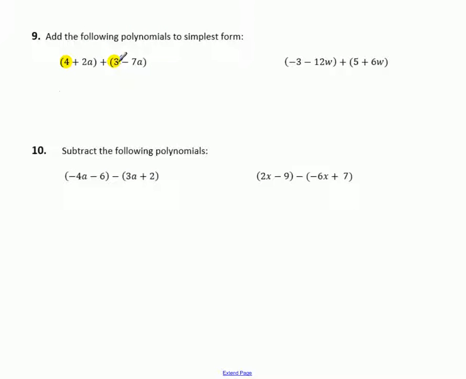So let's add these same signs. I'm going to add, I'm going to get 7. Now I'm going to look for 2 more like terms. I got 2a and negative 7a. Again, highlighting the symbol in front of my coefficient to help me with the adding. So a negative 7 and a positive 2, those are different signs. I'm going to subtract them. My answer will be negative 5a.